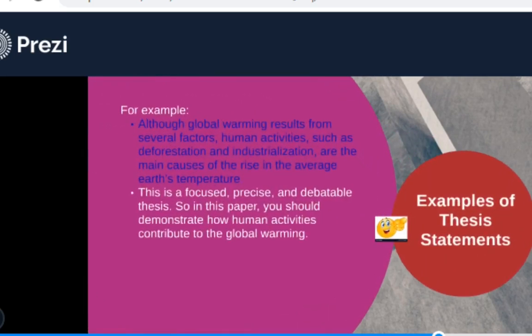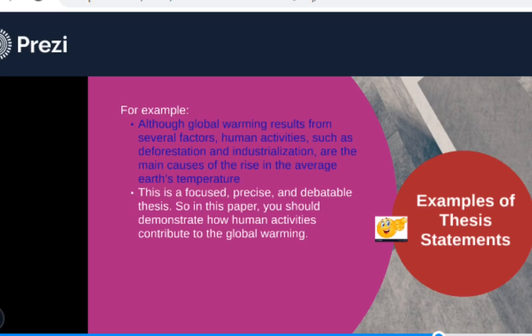So our final thesis statement will be, "although global warming results from several factors, human activities such as deforestation and industrialization are the main causes of the rise in the average earth temperature." This is a focused, precise, and debatable thesis. So, in such a paper, you should demonstrate how human activities contribute to global warming.